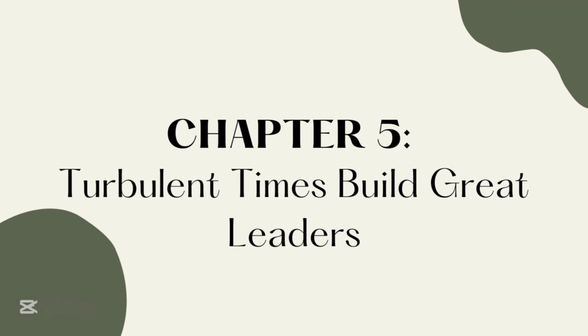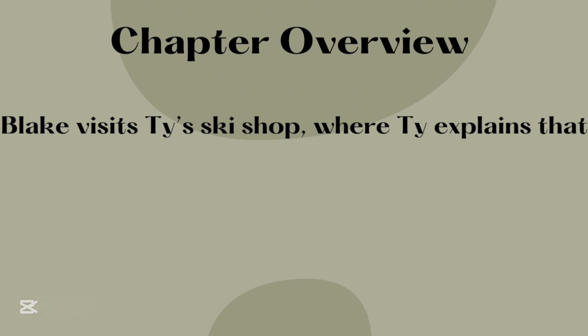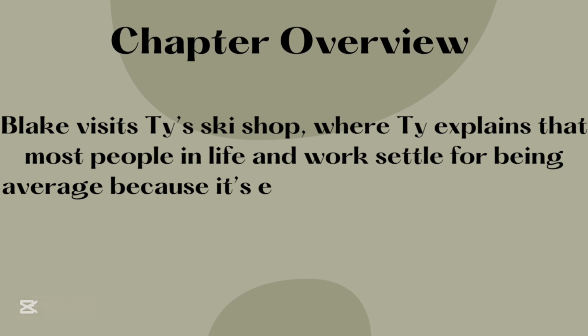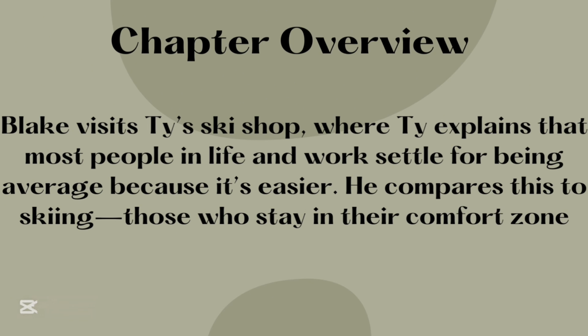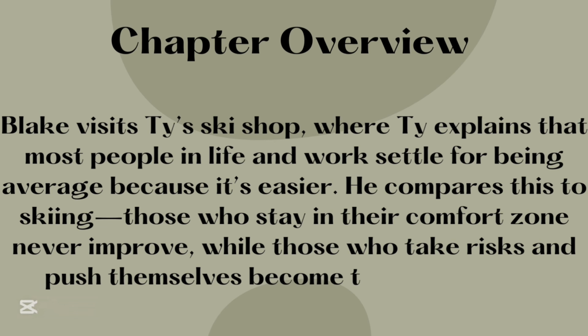Chapter 5. Turbulent times build great leaders. Blake visits Ty's ski shop, where Ty explains that most people in life and work settle for being average because it's easier. He compares this to skiing. Those who stay in their comfort zone never improve, while those who take risks and push themselves become true champions. The main idea of this chapter is that instead of fearing challenges, we should embrace them as great opportunities. One of the key lessons of this chapter is that we should stay positive in tough situations and keep learning. Skills become outdated, but learning keeps us relevant. For example, Steve Jobs was fired from Apple but came back stronger.